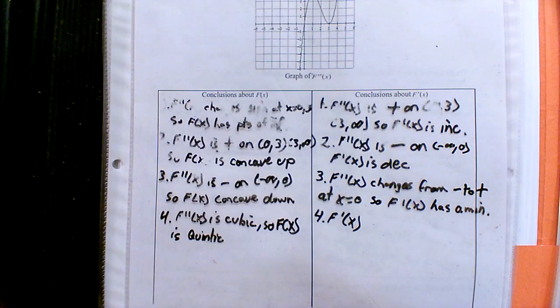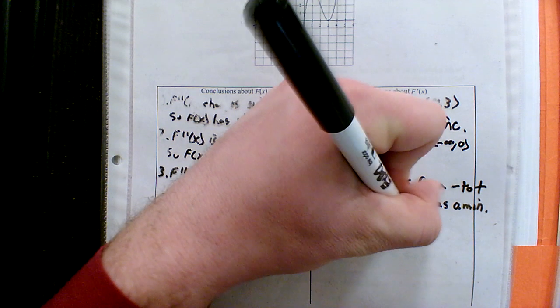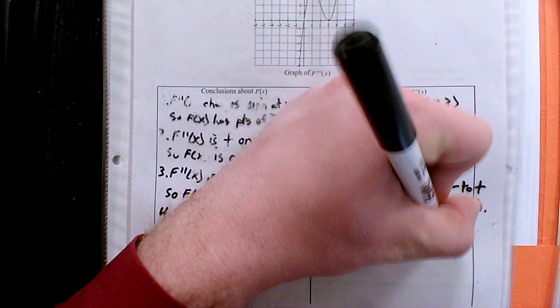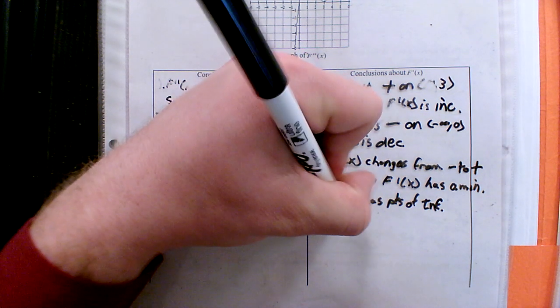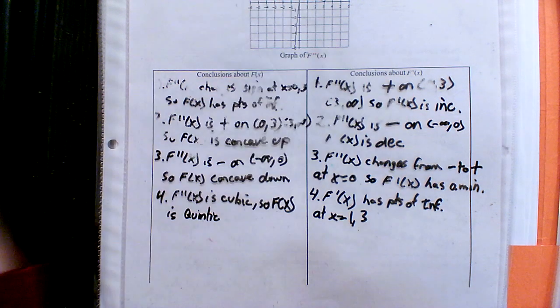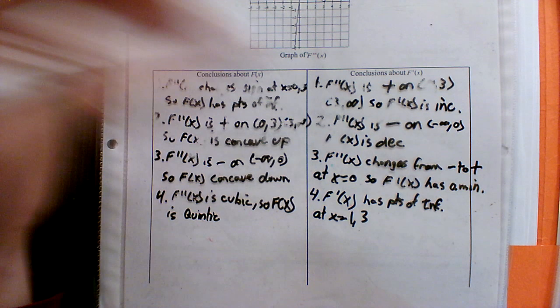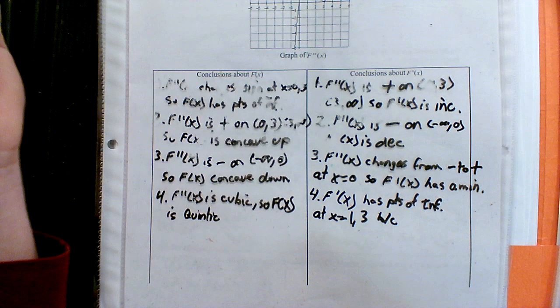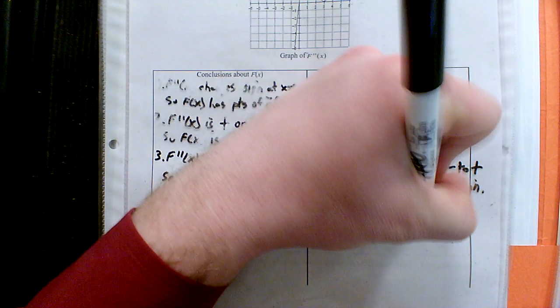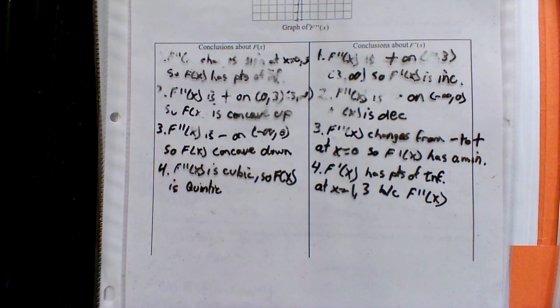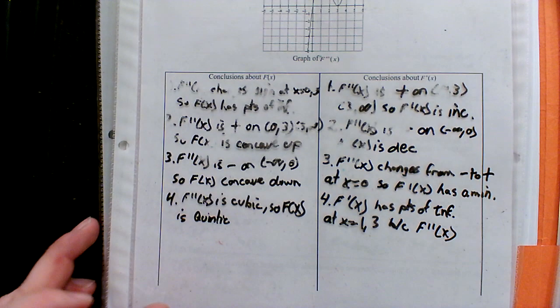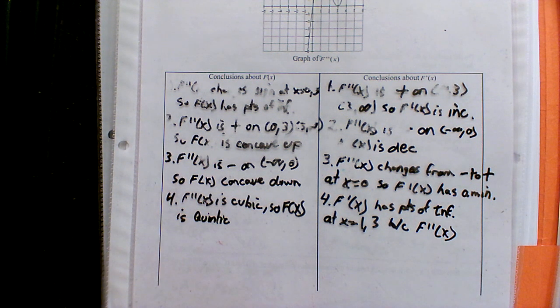Number 4, we're going to talk about the first derivative a little bit here first. So the first derivative, f prime of x, has points of inflection at x equals 1 and 3 because the second derivative does what? So what can we conclude? So you have the graph of the second derivative up there, but it says the first derivative has points of inflection at x equals 1 and 3 because the second derivative does what?